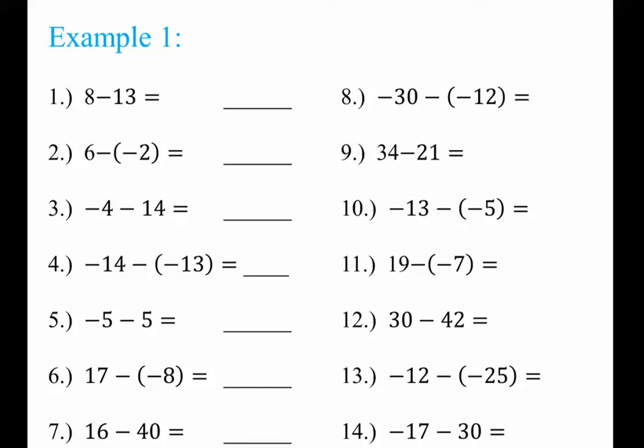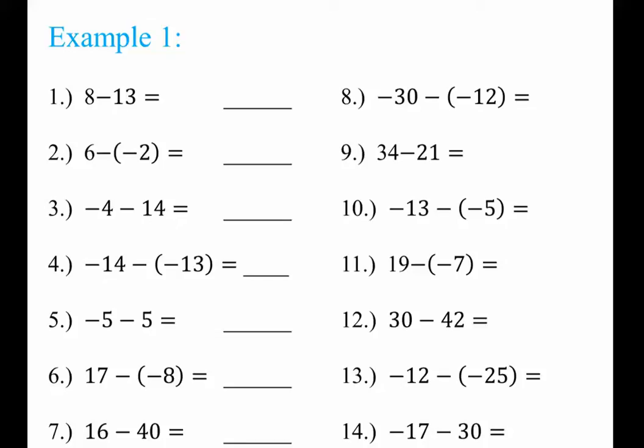Here are your problems for example 1. Now before you do anything, let's just kind of briefly talk and see if we can identify what types we're talking about here. So let's look at number 1. It says 8 minus 13. Do you think that that's a type 1 or a type 2? Okay, well, you see just a minus sign in between the two numbers. That's going to be a type 1.